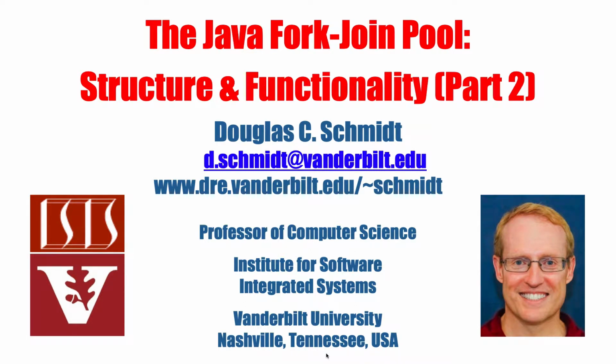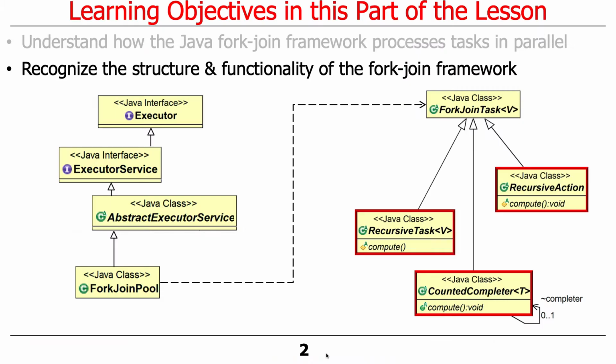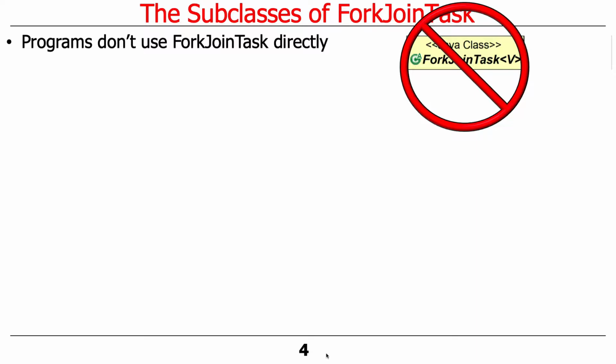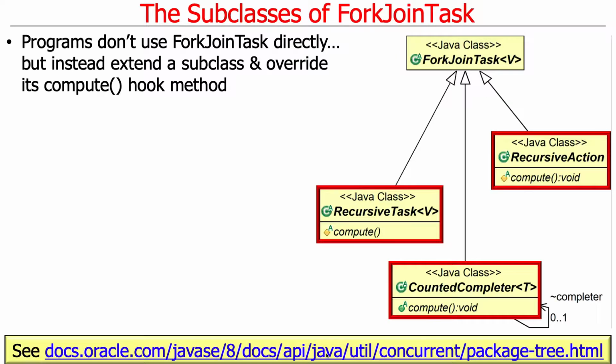We're now going to talk about part 2 of our discussion on the structure and functionality of the Java fork join pool framework. And so now we're going to move away from talking about ForkJoinTask to other elements, in particular the various implementations and subclasses of ForkJoinTask. So programs typically don't use ForkJoinTask directly. Instead, they extend a subclass of ForkJoinTask and override its compute hook method.